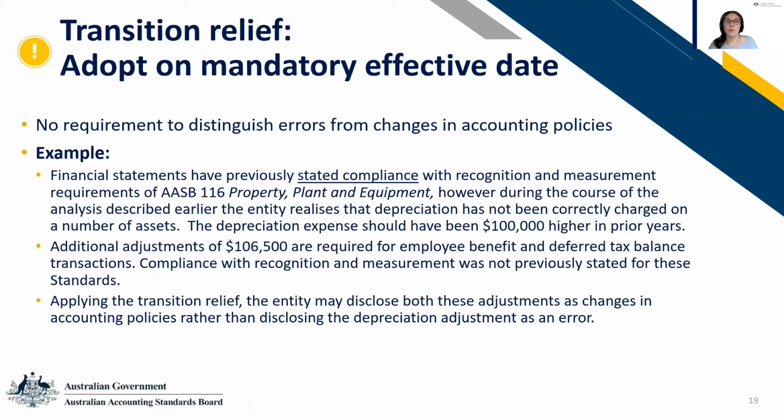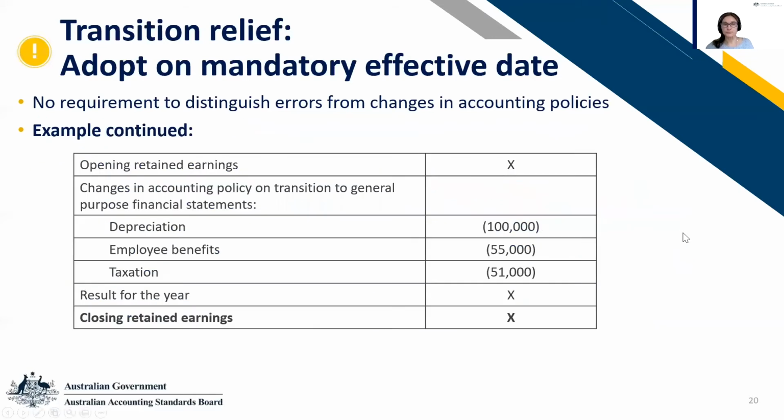As part of that process as well, we worked out that in order to comply with the employee benefit standard and to comply with the deferred tax standard, we were going to have to put some other adjustments through, and those adjustments came in total to $106,500. Rather than having to say 100,000 was an error and 106,500 was a change in accounting policy, what this relief allows you to do is just to call them all changes in accounting policies. So if we look at what that might look like in the financial statements, you can see that in my reconciliation of retained earnings, I've got my opening retained earnings of whatever it is, and then I call it change in accounting policy and transition to general purpose, and I've just got the three different elements. So I don't say that the depreciation was an error, I just lump them all the same way.